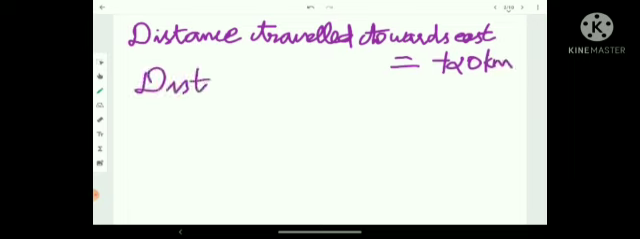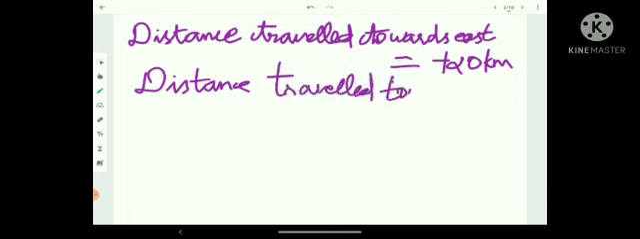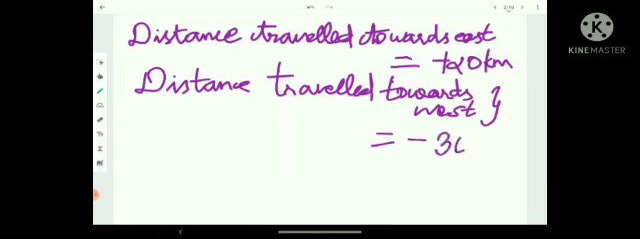Next, distance traveled towards west, that we have to represent by a negative integer, so minus 30 kilometers. Do you think you can understand?